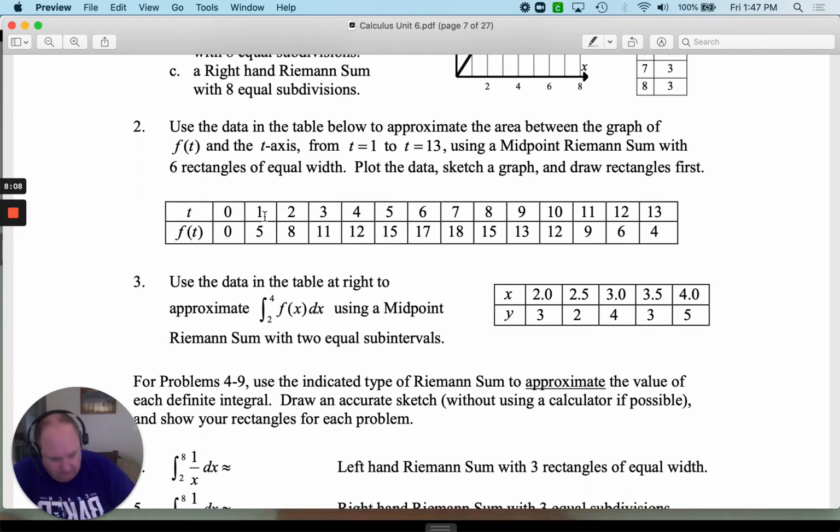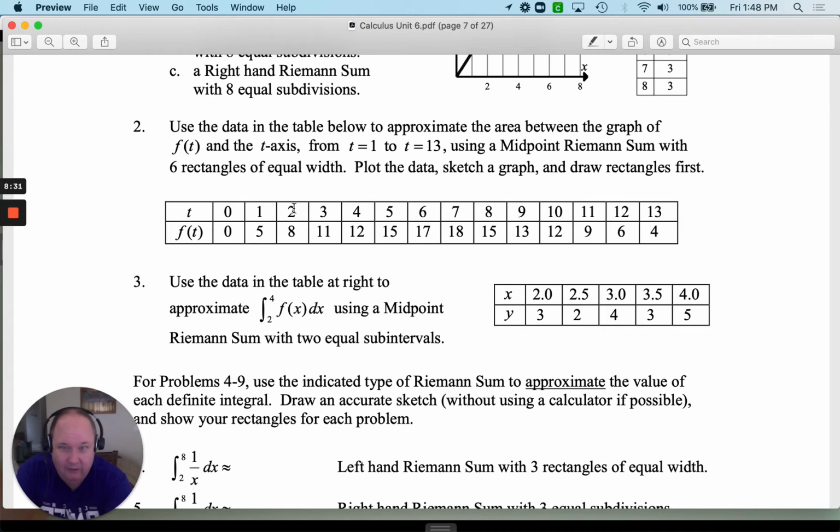So first, I'm going to subtract the bounds and divide by 6. So I'm going to go 13, subtract 1, divided by 6. So that's 12 divided by 6. So the width of each rectangle is 2. And then the midpoint from 1 to 13. So I'm just going to go off the table of values and then draw it on there too.